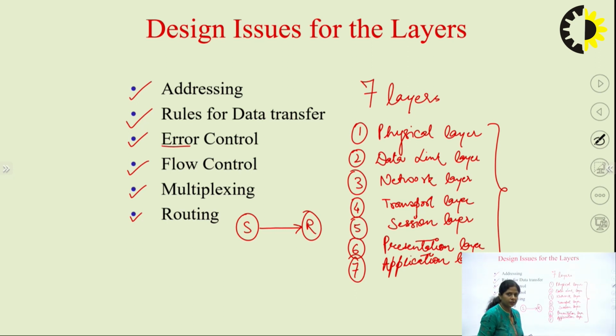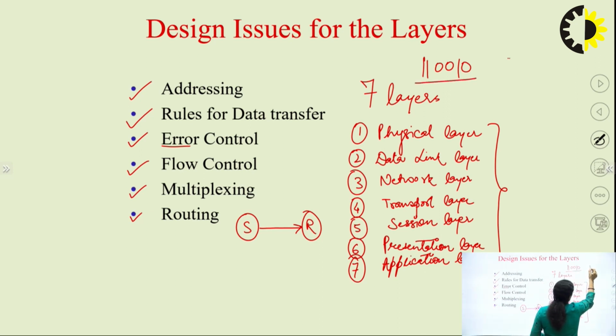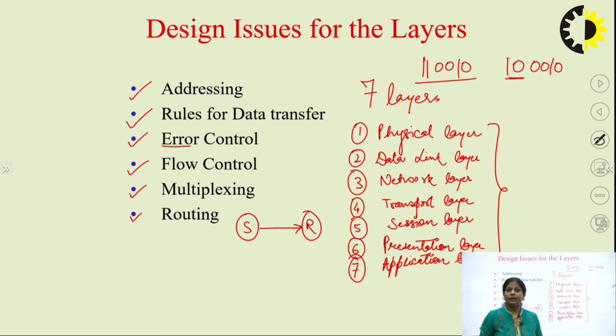What kind of error can we get? Suppose I'm sending 110010. My data is in the form of bits, and this is the bit pattern which I have sent. Now say at the receiver end, it is receiving 100010. That means this bit is garbled. There is an error on this particular bit. So we need to control that error.